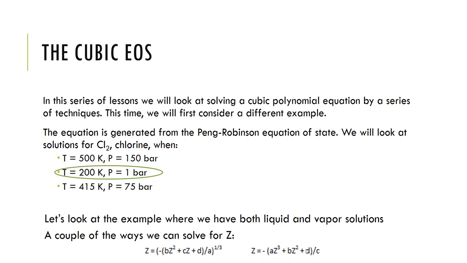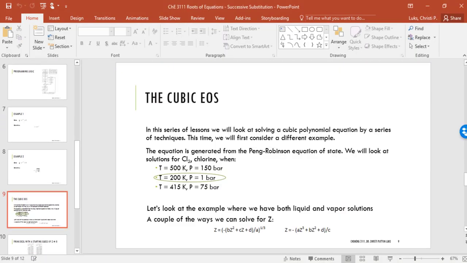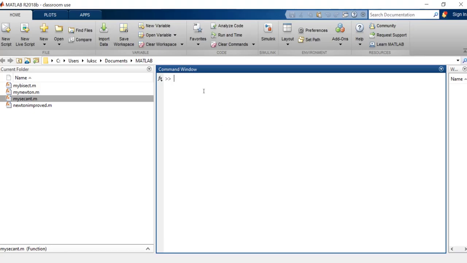So let's look at using this one here for a liquid-like solution. Again, this is the cubic equation of state. It's a Peng-Robinson. I have already set this up in MATLAB so that I have my functions. So A is 1, B is negative 0.9979, C is 0.030302, and D is negative 6.8 times 10 to the negative fifth. And the form of the function in terms of the variable z is negative a z cubed plus b z squared plus d, divided by c. So that just sets up my function.